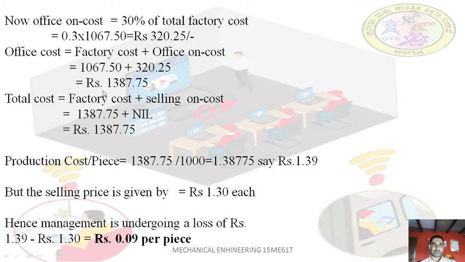So the office cost will become the total cost, that is 1387.75. If it is not given, it means you should not leave this portion. You have to write and put nil so that you can follow the steps.